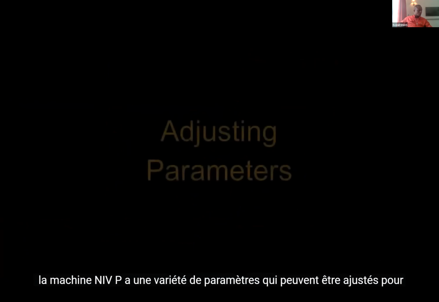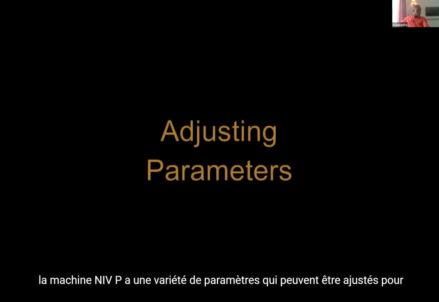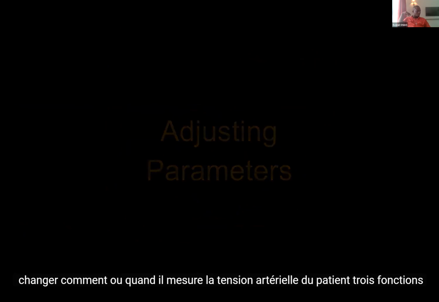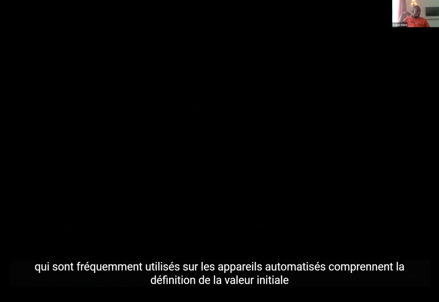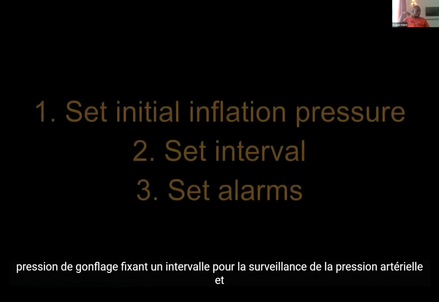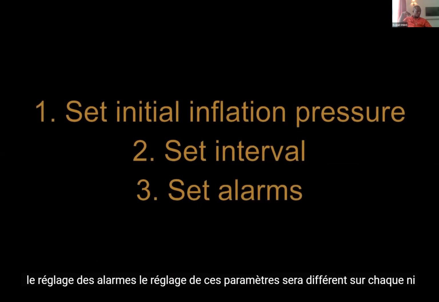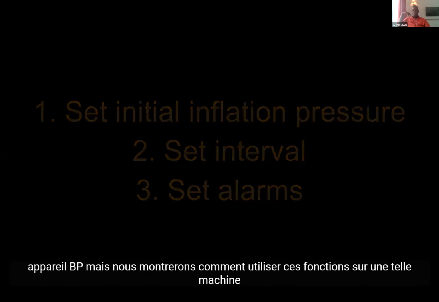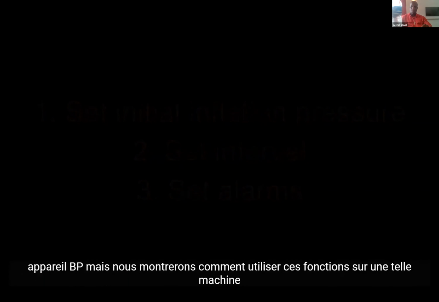The NIBP machine has a variety of parameters that can be adjusted to change how or when it measures the patient's blood pressure. Three functions that are frequently used on automated devices include setting the initial inflation pressure, setting an interval for blood pressure monitoring, and setting alarms. Adjusting these parameters will be different on each NIBP device, but we will demonstrate how to use these functions on one such machine.